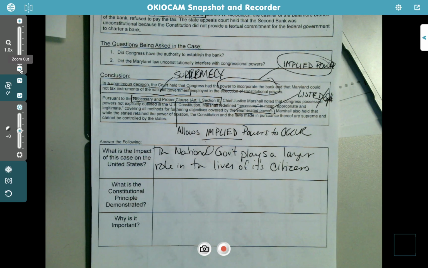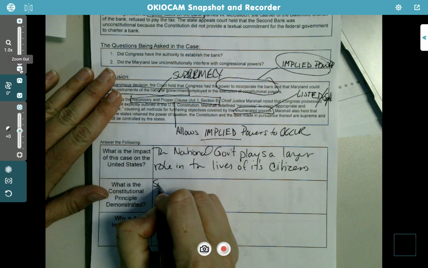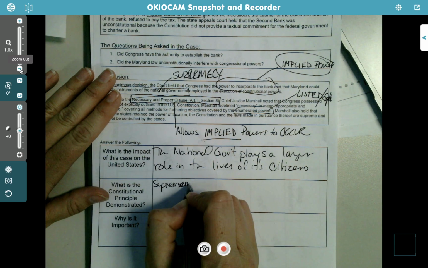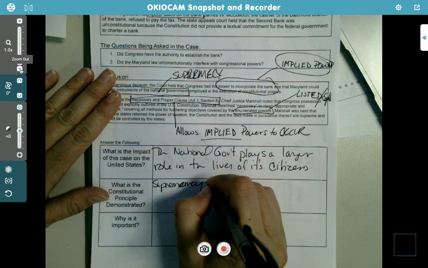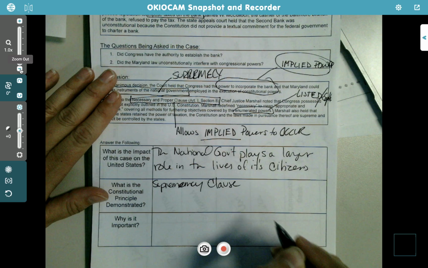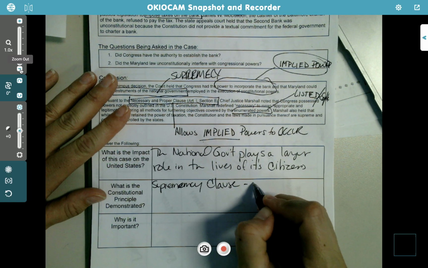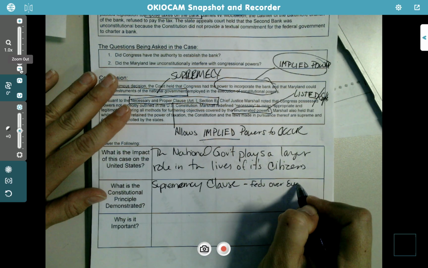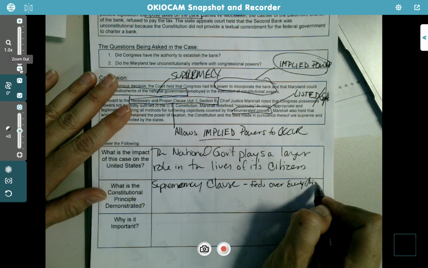What are the constitutional principles demonstrated here? There's a total of 3. Give me one, Pierce. Supremacy clause. The supremacy clause. Feds over everything. It's essentially what the supremacy clause is about.